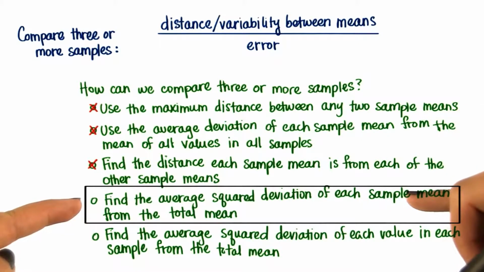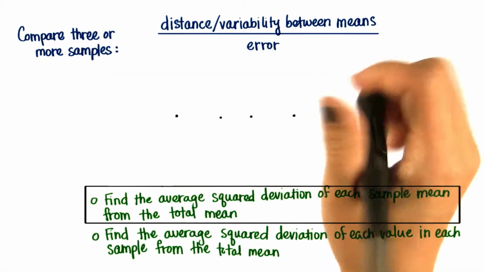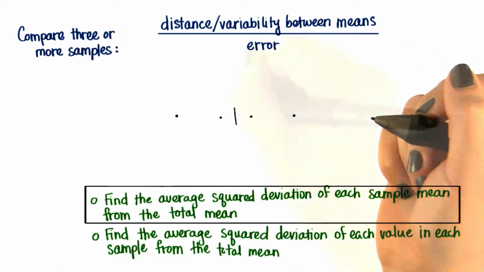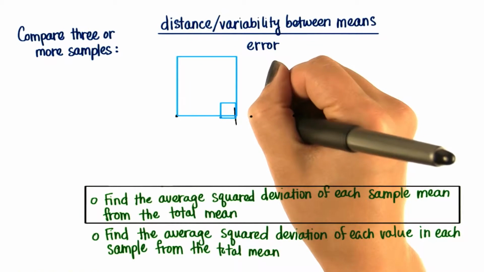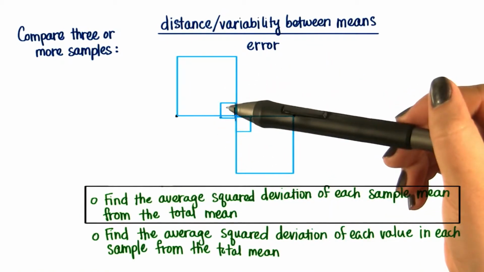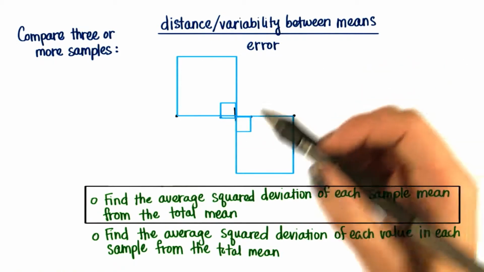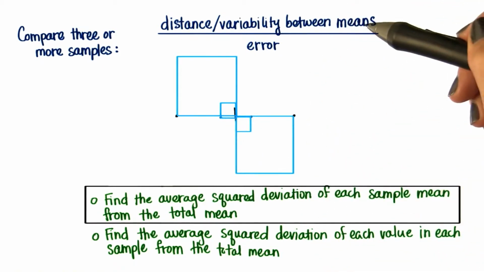And remember, this is how you calculated the standard deviation. If we had a data set and we find the mean, we found each squared deviation from the mean. And then in the case of a sample standard deviation, we divided by n minus 1. That's exactly what we're going to do when we find the variability between means.